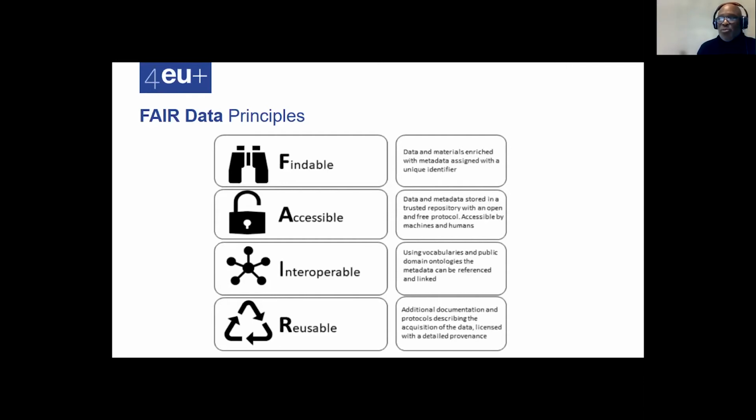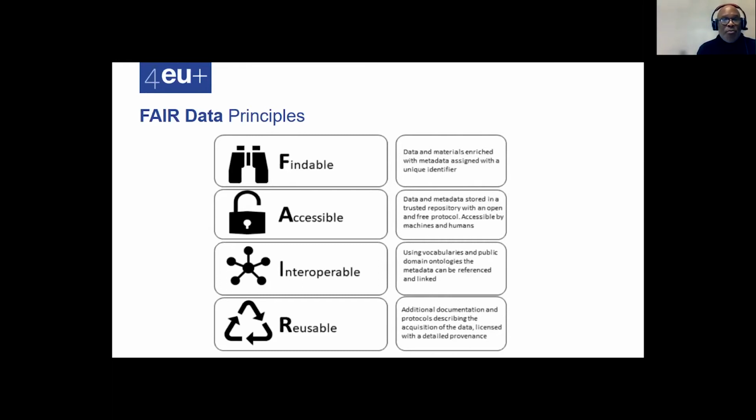The A, which is the accessibility: data and metadata stored in a trusted repository with open and free protocols, accessible by machines and humans. The I relates to the interoperability, meaning using vocabularies and public domain ontologies that describe the metadata, which can be referenced and that can be linked.